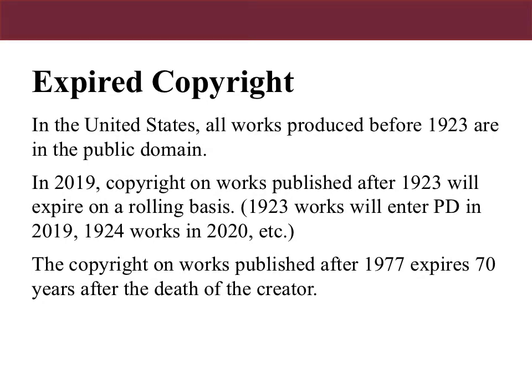In the United States, all works produced before 1923 are in the public domain. In 2019, copyright on works published after 1923 will expire on a rolling basis. 1923 works will enter the public domain in 2019, 1924 works in 2020, etc. The copyright on works published after 1977 expires 70 years after the death of the creator.